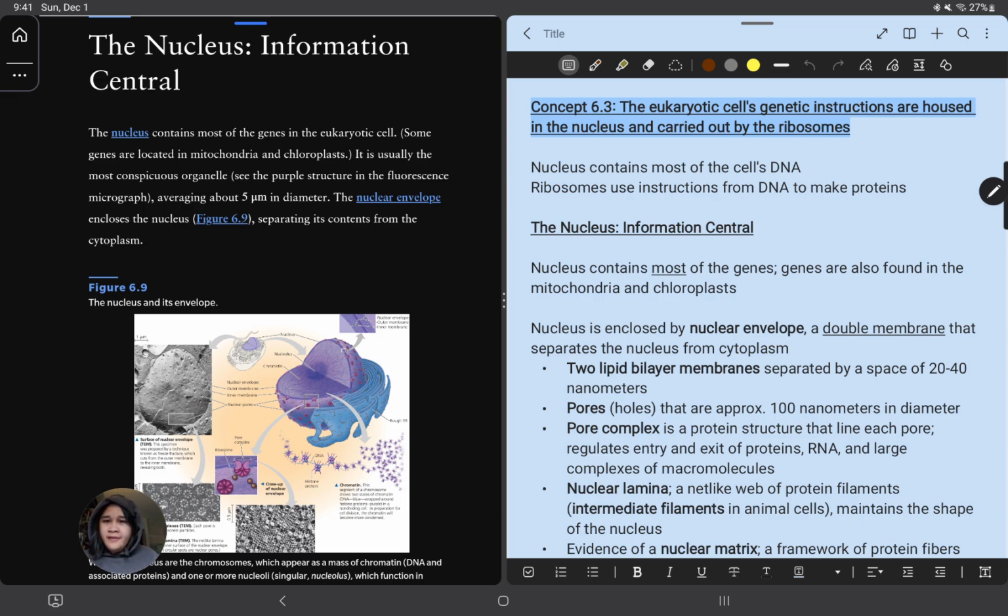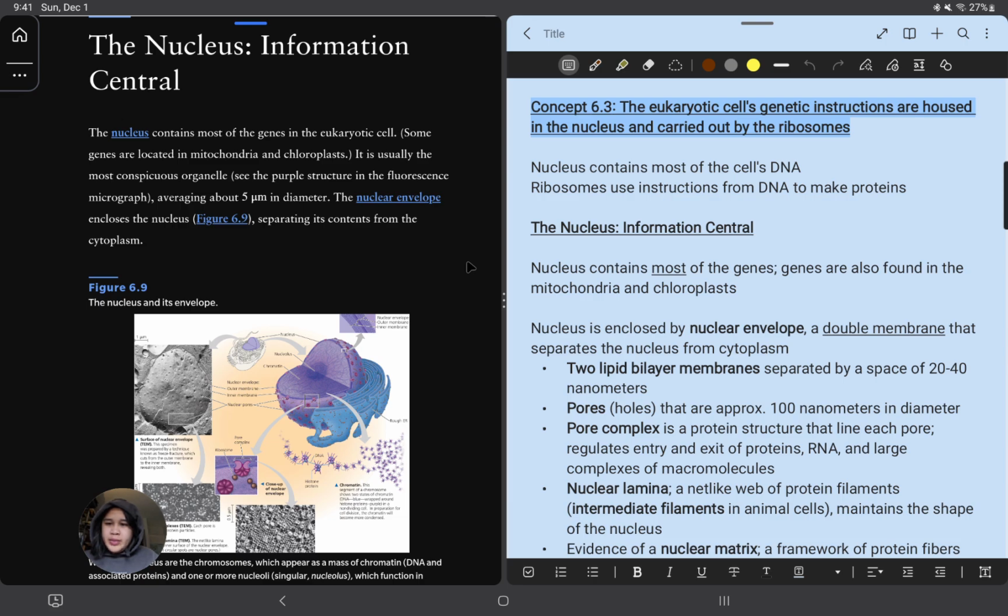The nucleus. Information central. The nucleus contains most of the genes in the eukaryotic cell. Some genes are located in the mitochondria and chloroplast. It is usually the most conspicuous organelle. See the purple structure in the fluorescent micrograph. So, this here. Averaging about 5 micrometers in diameter.